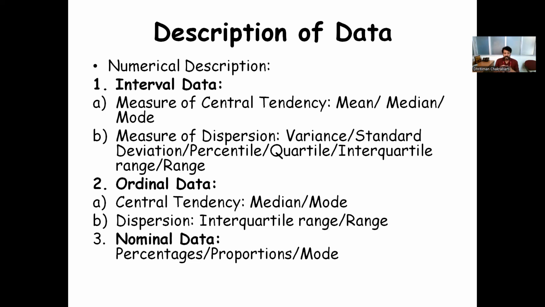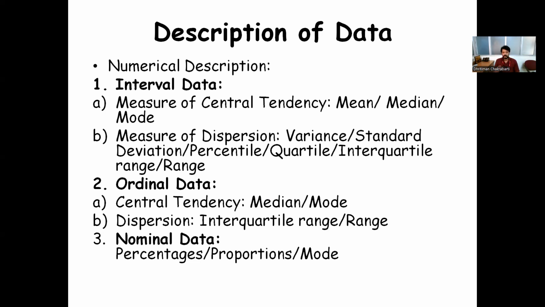Now, coming to the next one, in interval data, you can have a measure of dispersion. Dispersion can have multiple ways of describing it. You have variance, standard deviation, percentiles, quartiles, interquartile range, and just range, minimum to maximum, whatever you call it. There are many different ways of describing dispersion. We'll be going through each of these in a subsequent lecture. For now, I'll just be telling you about the different ways of describing the data.